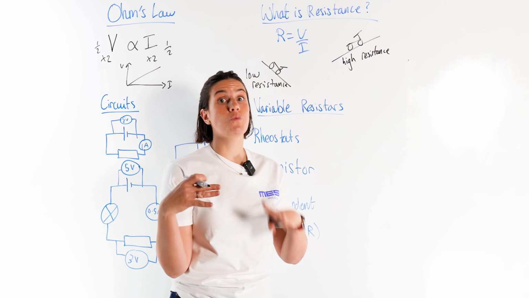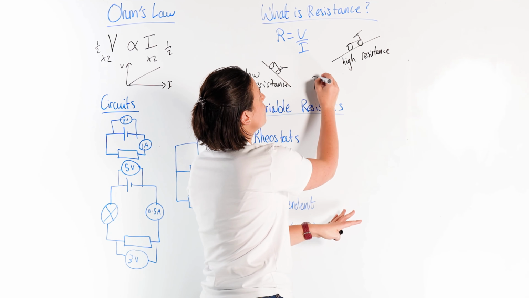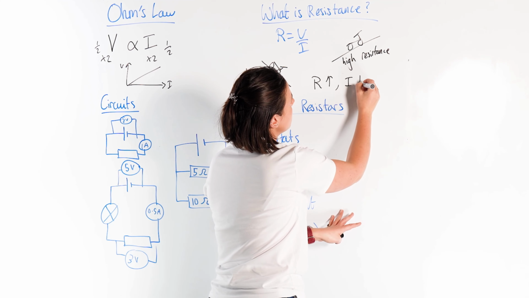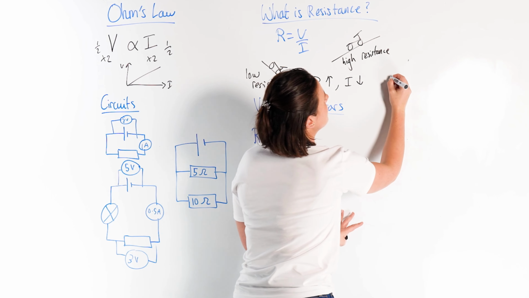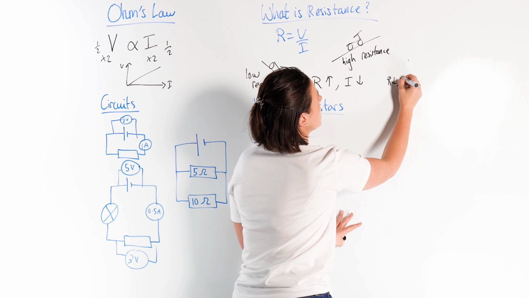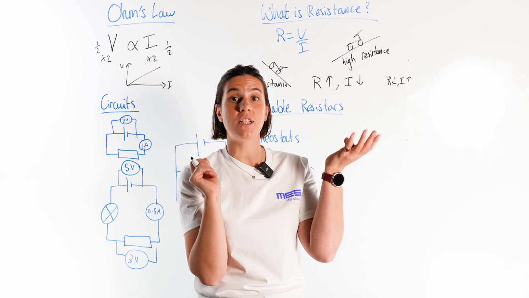And we say that the resistance and the current are inversely proportional to each other. What that means is that as one thing goes up, the other thing goes down. So if we increase the resistance in a circuit, my current is going to decrease. Or if we decrease the resistance in the circuit, my current will increase. So these are going in the opposite direction.